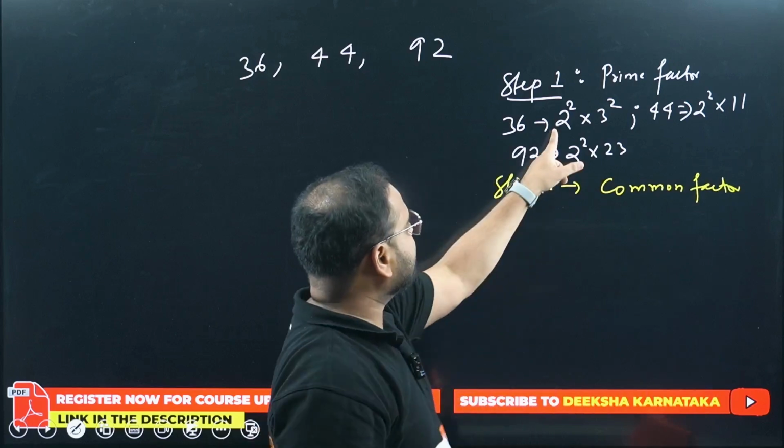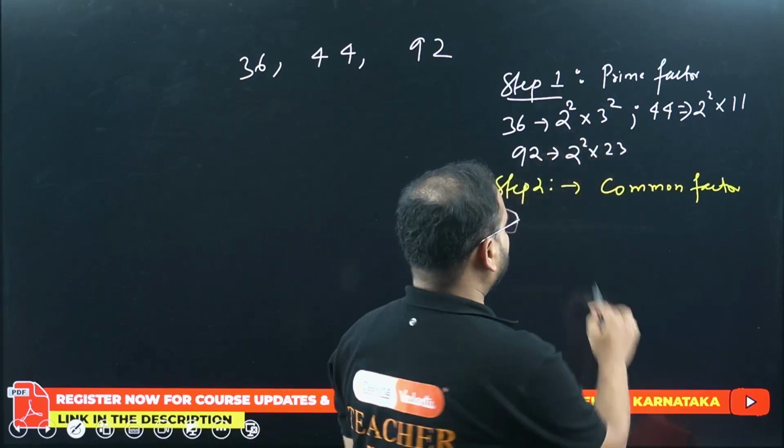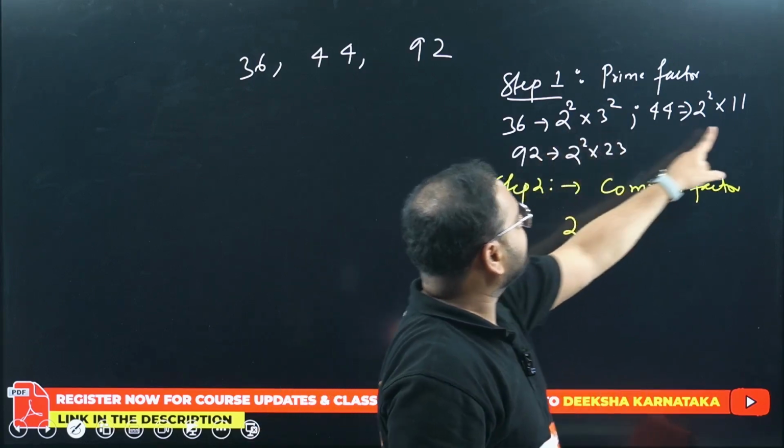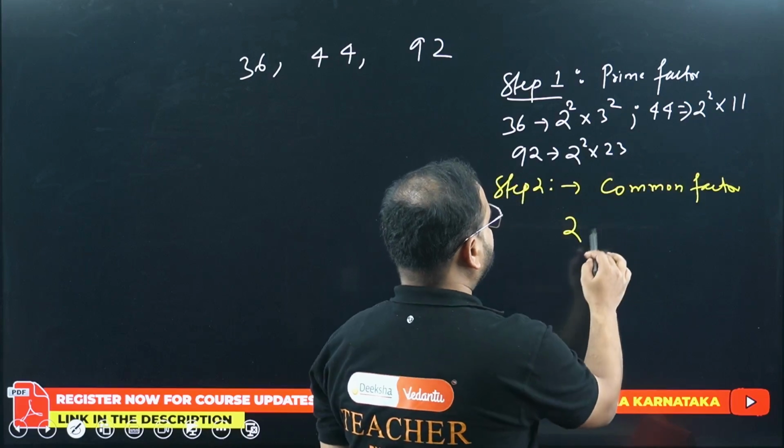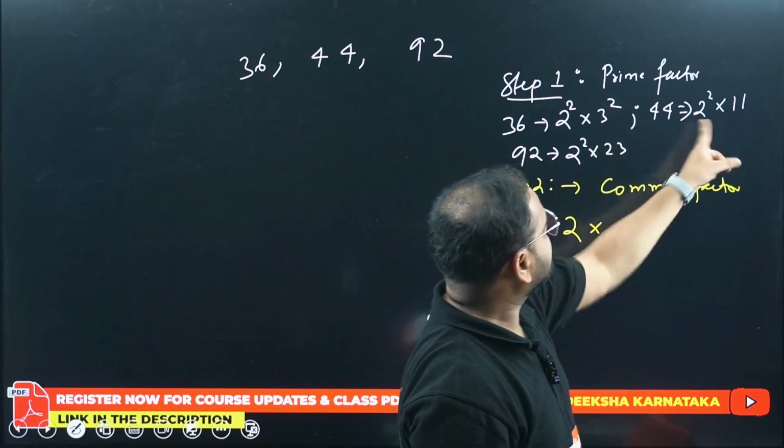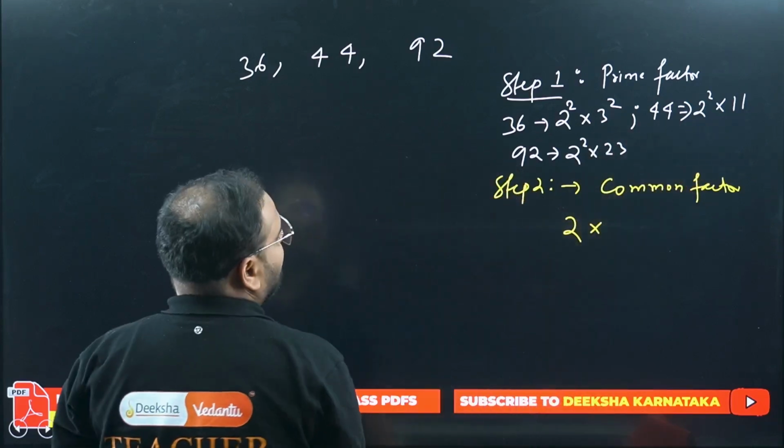Please check here. 2 is there, 2 is there, 2 is there. So one of the common factors is 2. 3 is there, there is no 3, there is no 3. So 3 I can't write. Anything else? So nothing is there, so I can't even take. And what is the least power?